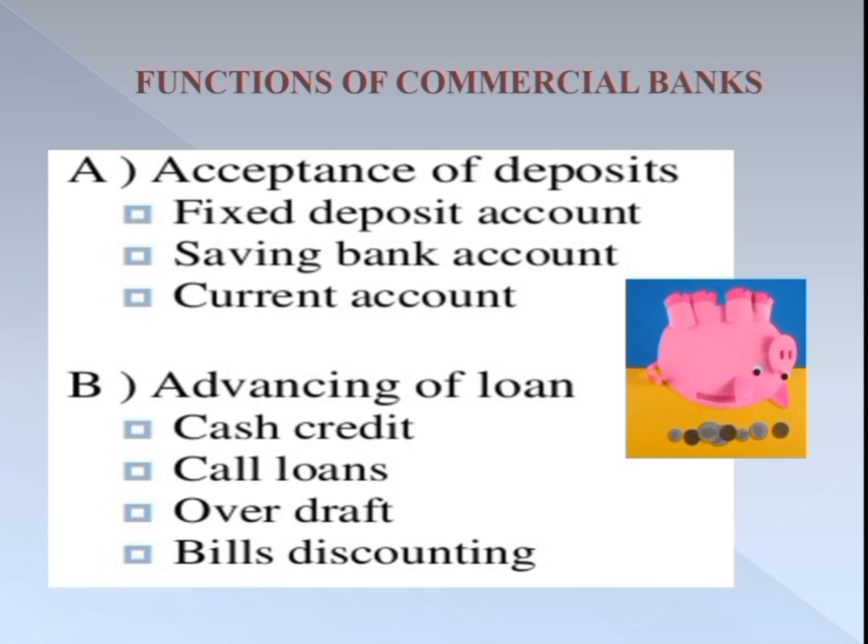Bill discounting is a bill of exchange by providing money immediately to the holder of the bill. The bank deposits the money in the holder's current account after deducting an interest rate for the loan period. Once the bill of exchange matures, the bank gets its payment from the banker of the bill holder. So these are the types of loans given by the commercial banks.